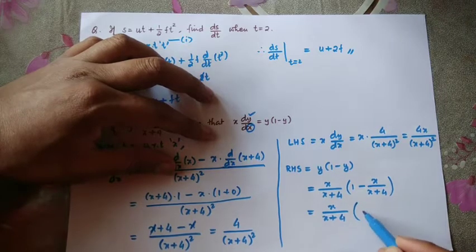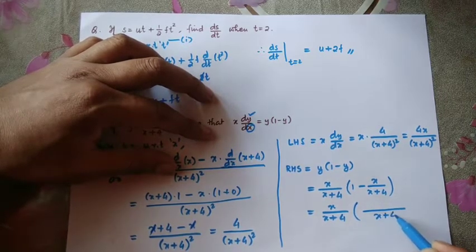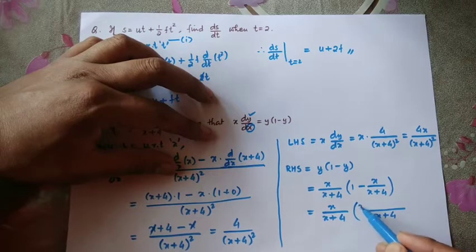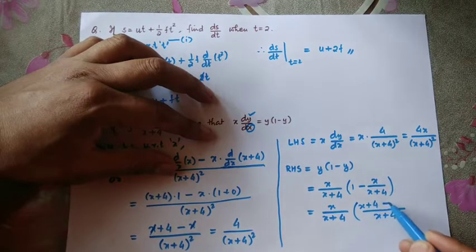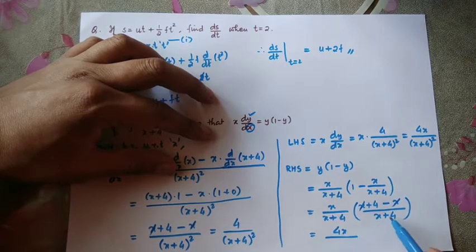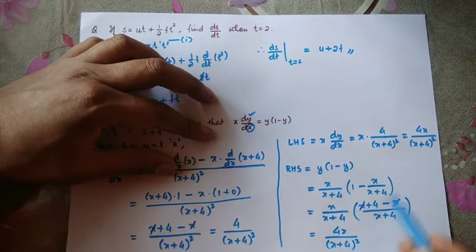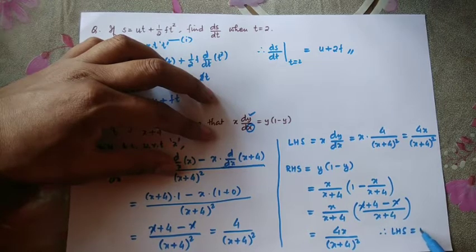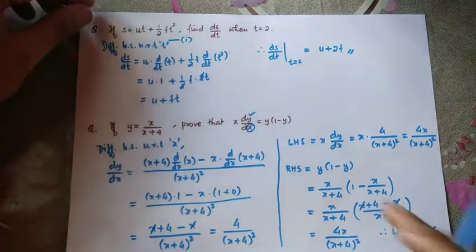Here the LCM is x plus 4. So x plus 4 into 1 is x plus 4, minus x. Again x and x get cancelled. So 4 into x is 4x, by x plus 4 into x plus 4, which is x plus 4 whole square. So I got the left hand side to be this much and my right hand side is also this much. Therefore, left hand side is equal to right hand side. With this we have proved this part.